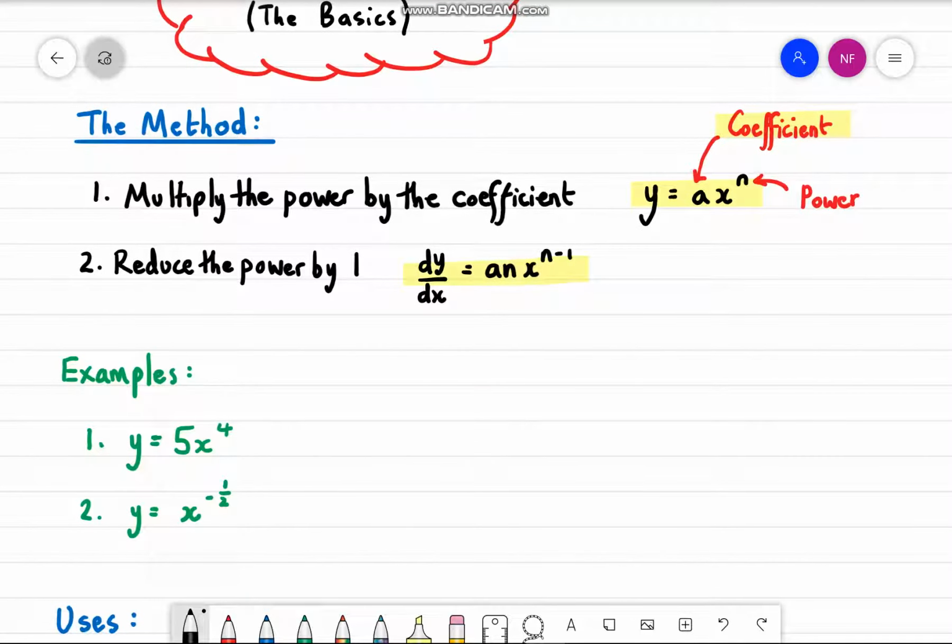If y equals 5x to the power of 4, we know that the coefficient is 5 and the power is 4. Hence, dy over dx is equal to 5 times 4, which is 20, x to the power of 4 minus 1, which is 3.